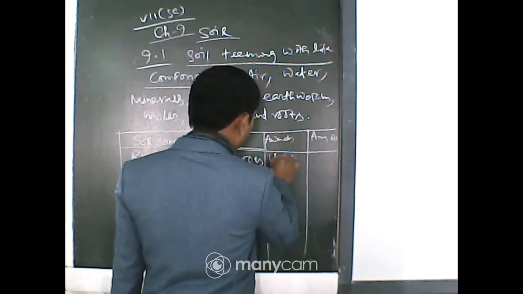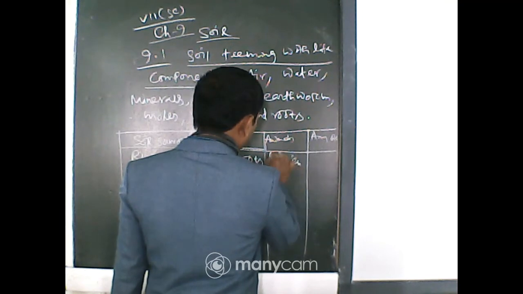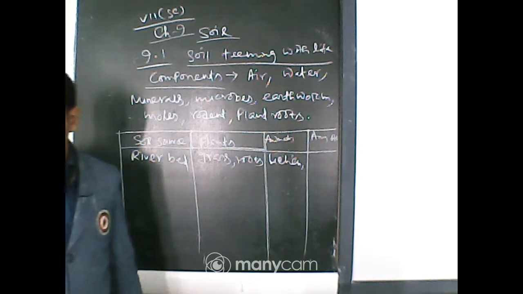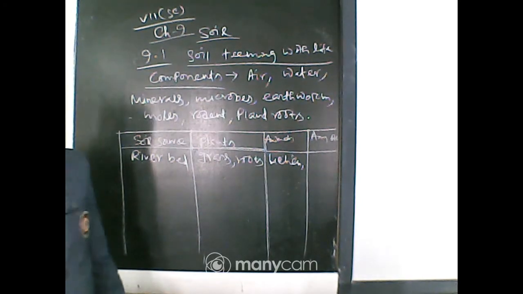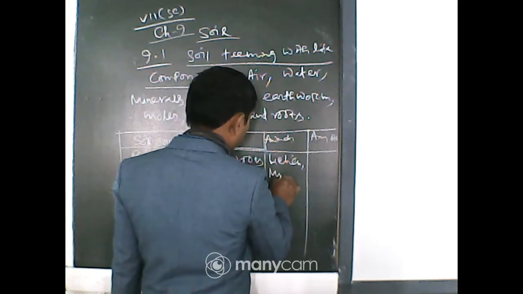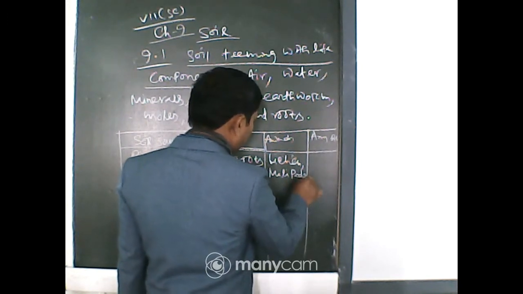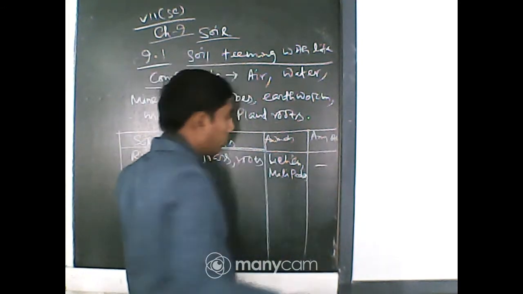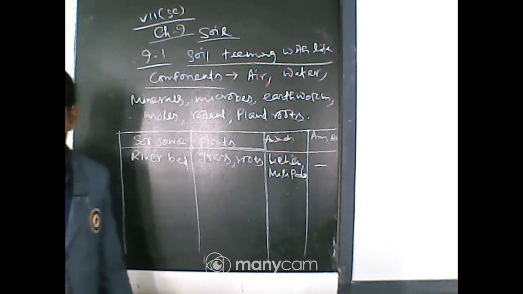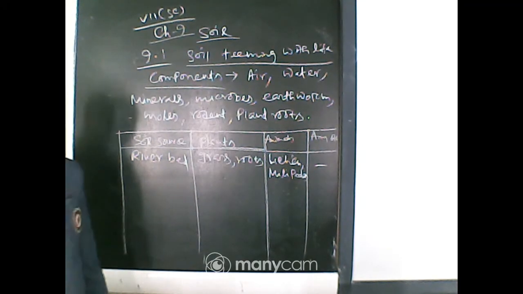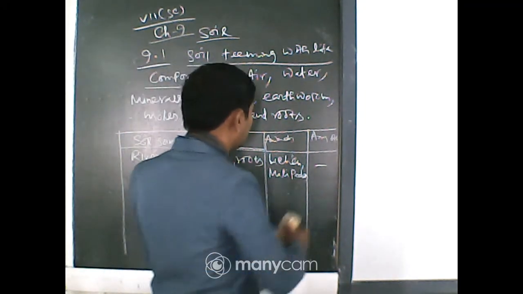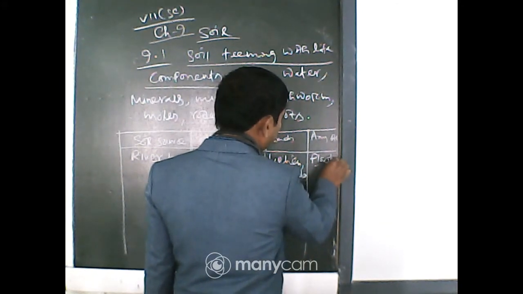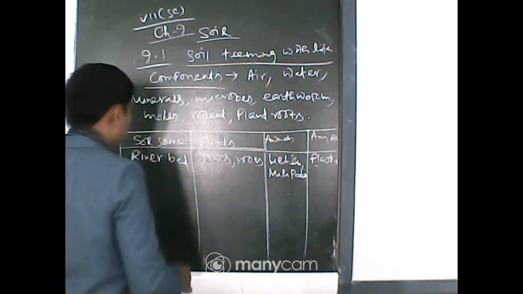Lichen. Lichen, you can see millipedes. Any other observation? No. And you can add here the plastics. Okay. This is river bed.